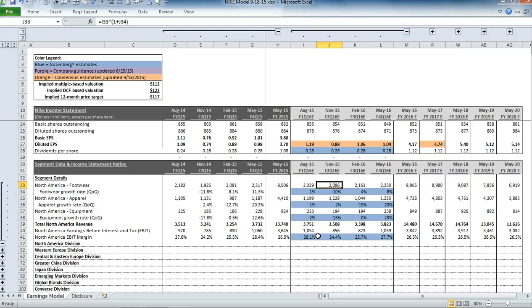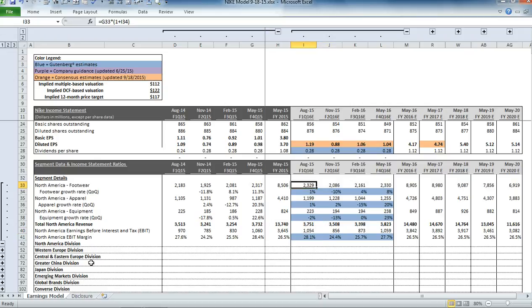And then in a similar idea, we have a similar projection for EBITDA margin, which is where our North American EBITDA comes from. So this is just taking the total revenue for each one of those three subcategories and multiplying it by our margin.